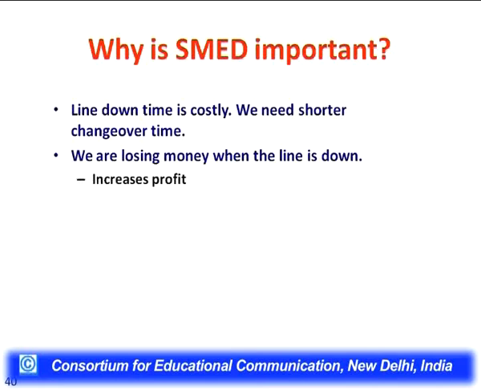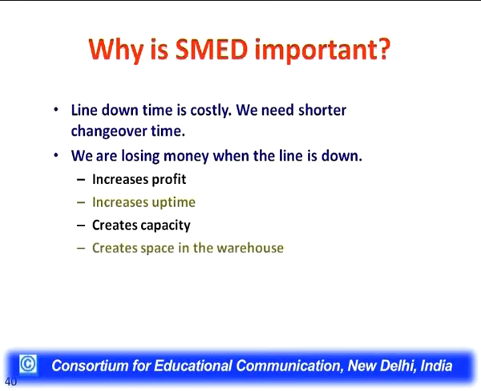Increases profit. If we reduce the changeover time, it increases profit. It increases uptime. As we reduce the downtime, automatically the uptime of the machine will increase. What is uptime? Uptime is when the machine is giving output. Creates capacity. When no idle time is there, the capacity of the machine increases. Creates space in the warehouse. It also gives us space in the warehouse because we are able to reduce the changeover time.